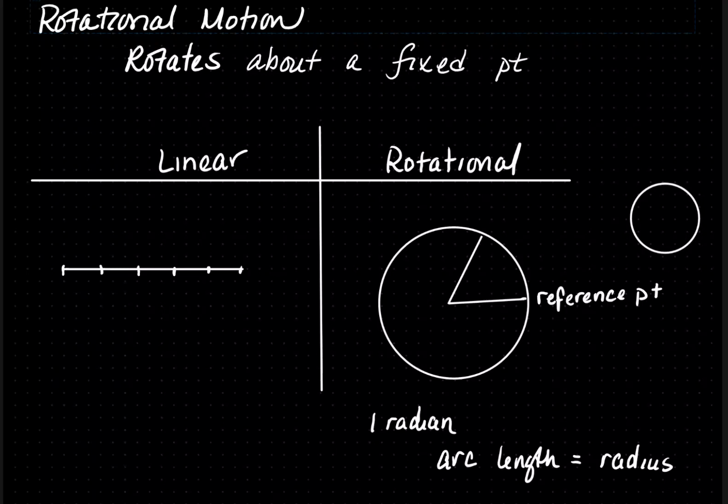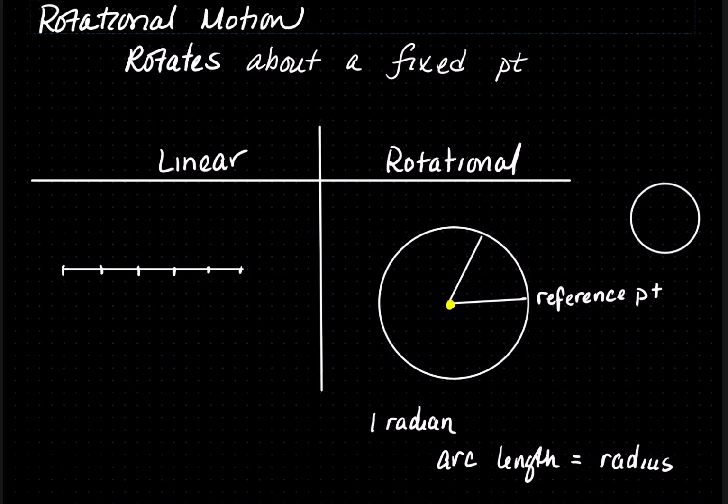Rotational motion. Objects rotate around a fixed point. In the previous chapter, we did linear motion, in which objects are able to travel in the x, y, or z direction. This is called translational motion. When we have rotational motions, objects rotate around a fixed point.